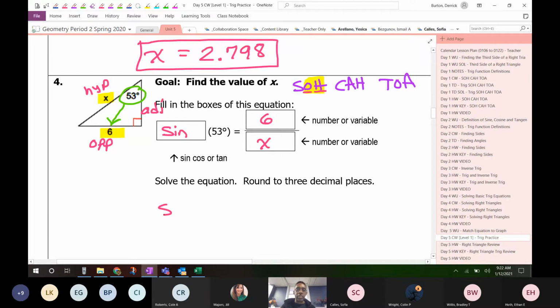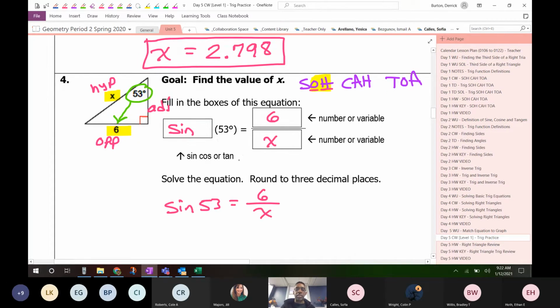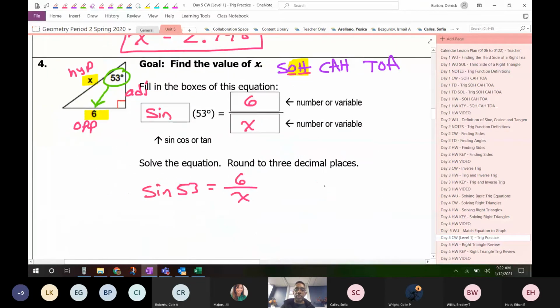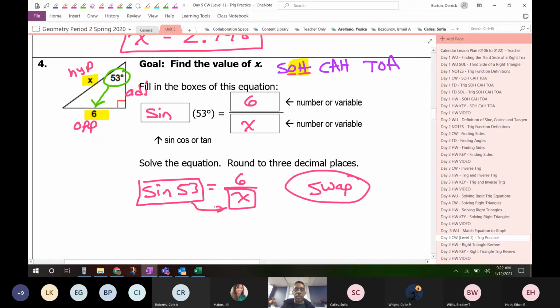All right, so that means we have sine 53 is equal to 6 over x. Well, this is just like the last problem we did. The variable is in the denominator again. So this is another swap problem. We're going to swap these, y'all. So we're going to get x equals 6 over sine 53.